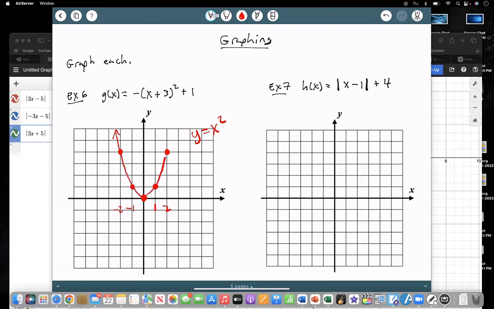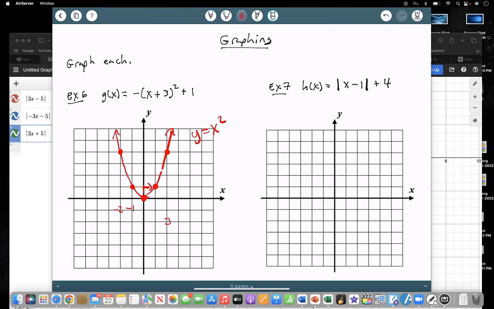Okay, so when we're translating or flipping this, the relation of the points next to each other is always going to be the same. So from the vertex, you could go up 1 over 1. You go over 2, up 4. You go over 3. 3 squared is 9, up 9. So you can graph the rest of the points in relation to the vertex when you're shifting this.